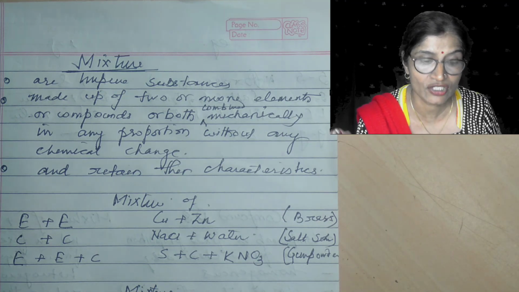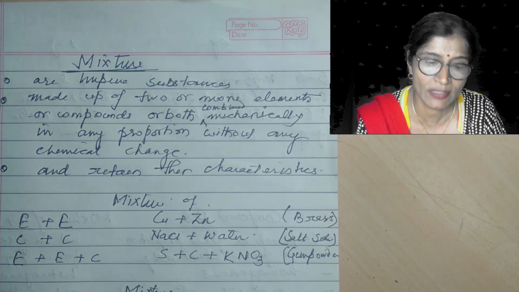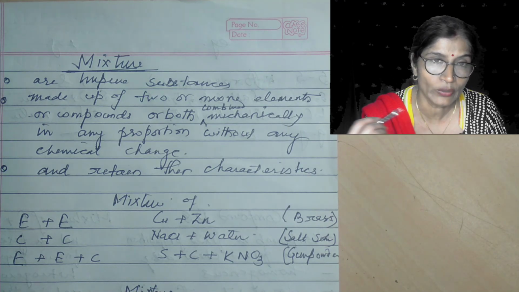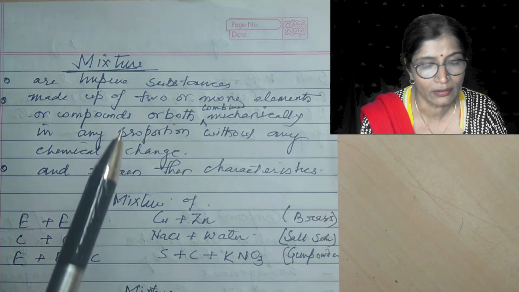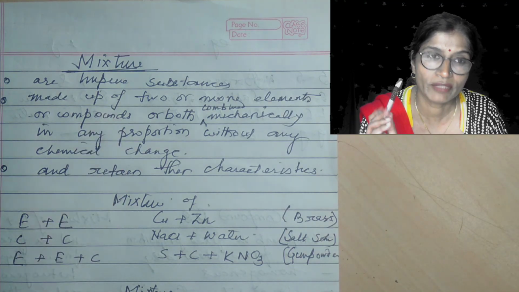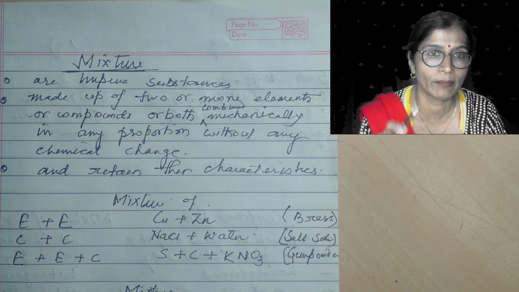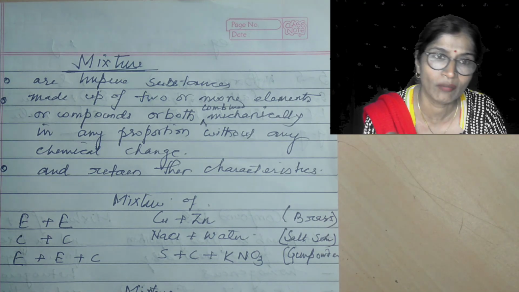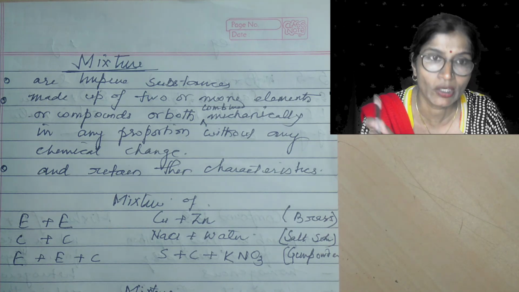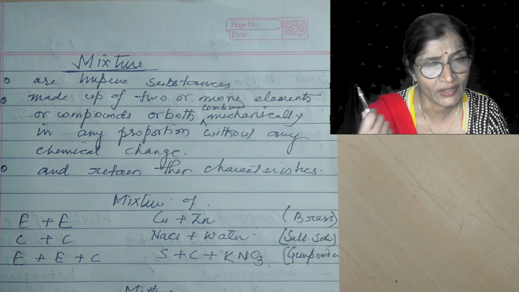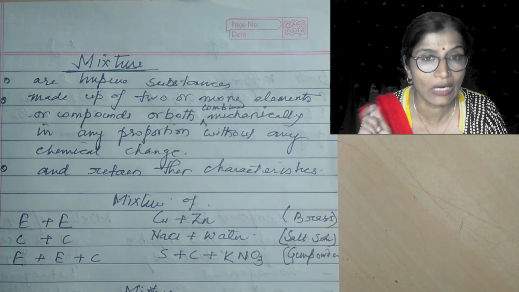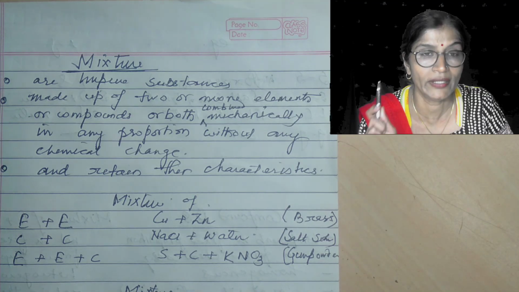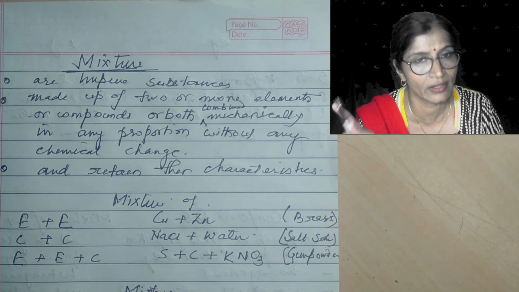When combined physically, or you can say mechanically, in any proportion without any chemical change, then the mixture is formed. Mixture is impure because it is made up of two or more elements or compounds, or maybe both. When they combine physically or mechanically in any proportion without any chemical change, the mixture is formed. And in the mixture, the components retain their property.